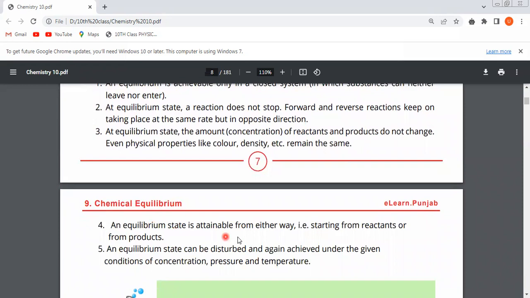The equilibrium state is attainable from either side, starting from reactant to form product or from product to form reactant. The equilibrium state can be disturbed and again achieved under the given conditions of concentration, pressure, and temperature.